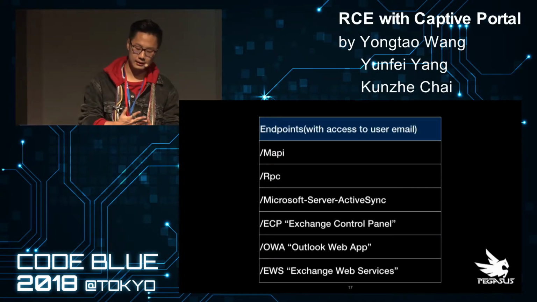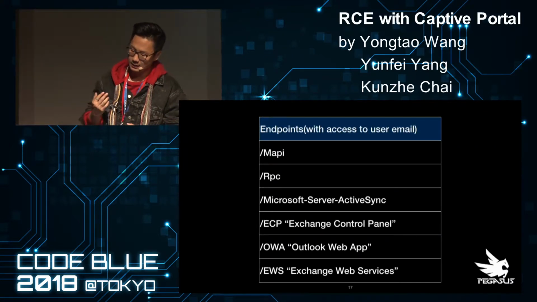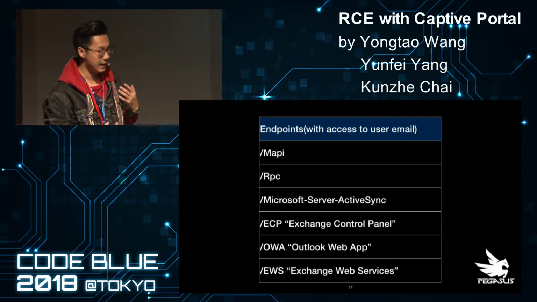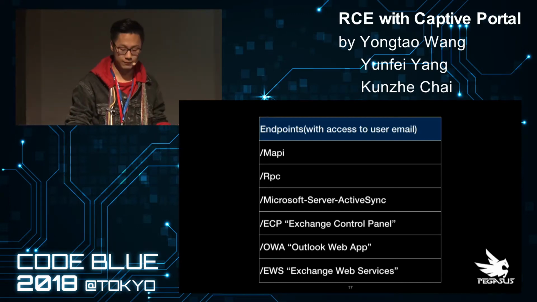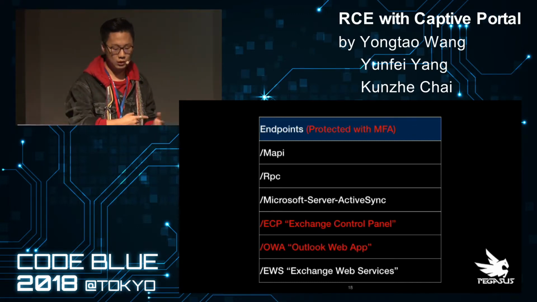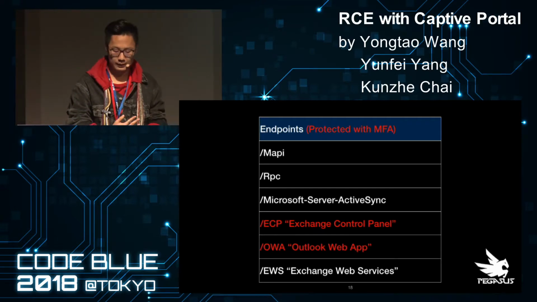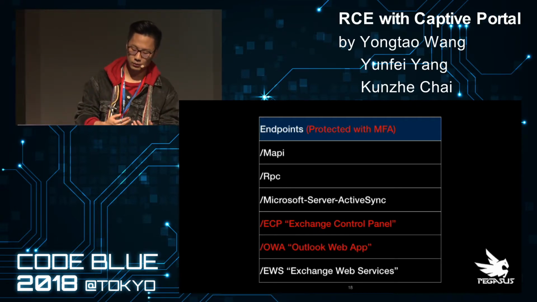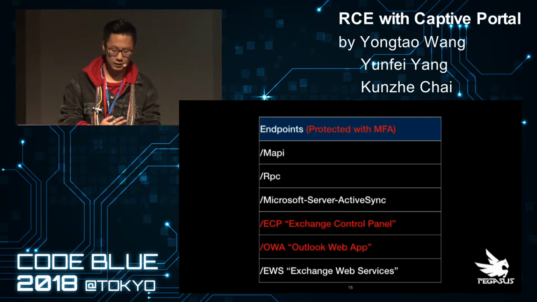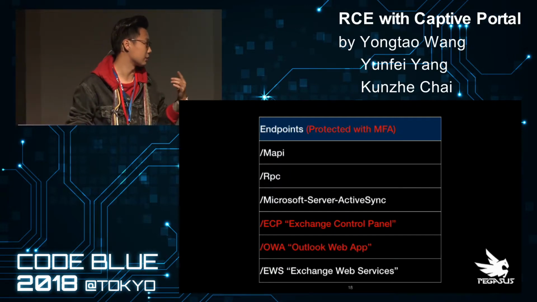We should pay attention to these 6 endpoints because they have access to users' information. 2 of them, ECP and OWA, are protected with multi-factor authentication, but EWS is not.